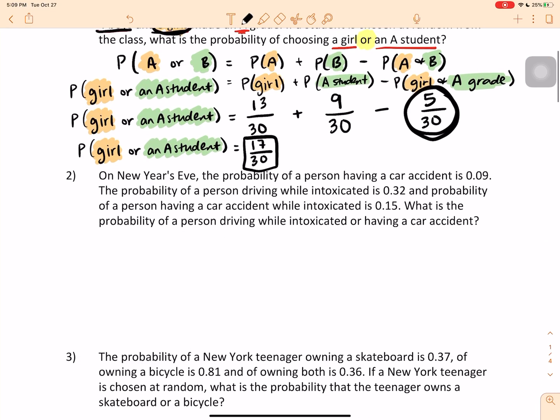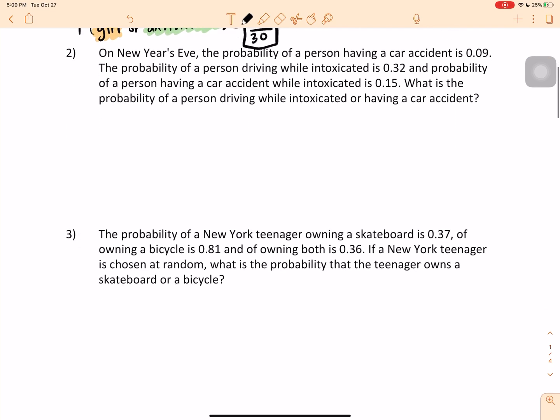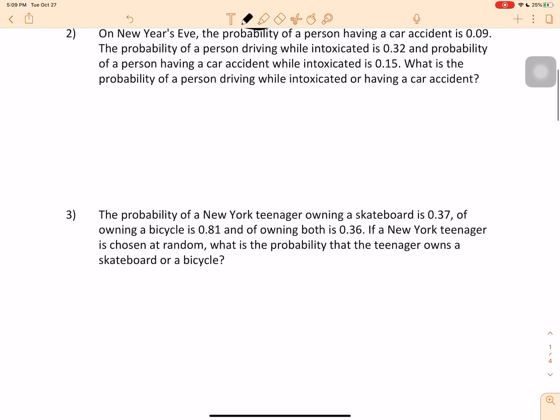So here's another one. On New Year's Eve, the probability of a person having a car accident is 0.09. That's important information. So a car accident is 0.09.